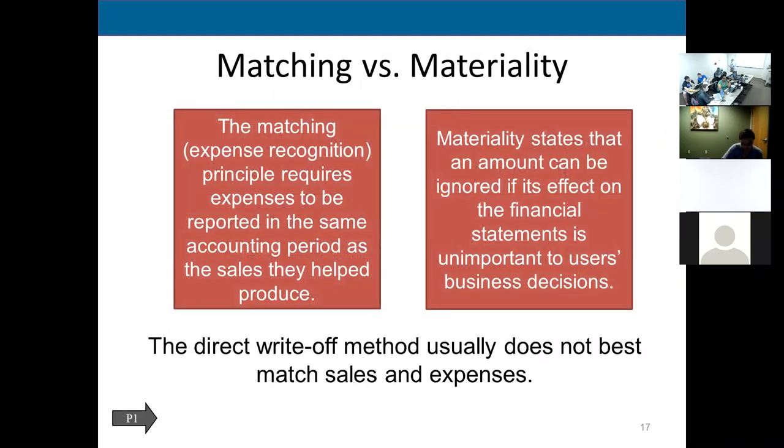All right, let's look at this. The matching versus materiality. What does the matching principle require? Expenses to be reported in the same accounting period as the sales they helped produce. Now, what's materiality? An amount that can be ignored if its effect on the financial statements is unimportant to users' business decisions. It states that we can ignore it if its effect on the financial statements is unimportant, or we'll say insignificant, for business decisions.